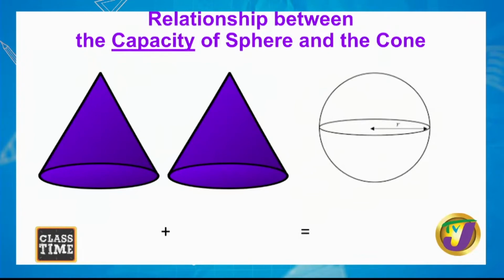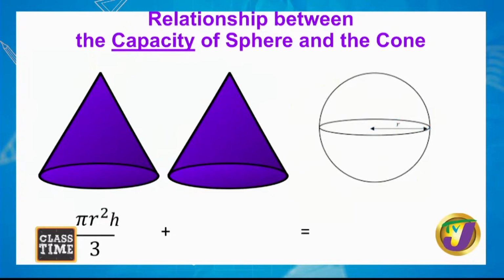So first we have two cones and a representation of a sphere. We're going to do some checks now, because remember we saw some conditions coming out in the video. Let's do our first check. The radius of the base of the cone is the same for both, and it matches the radius of the sphere. Check. Check.